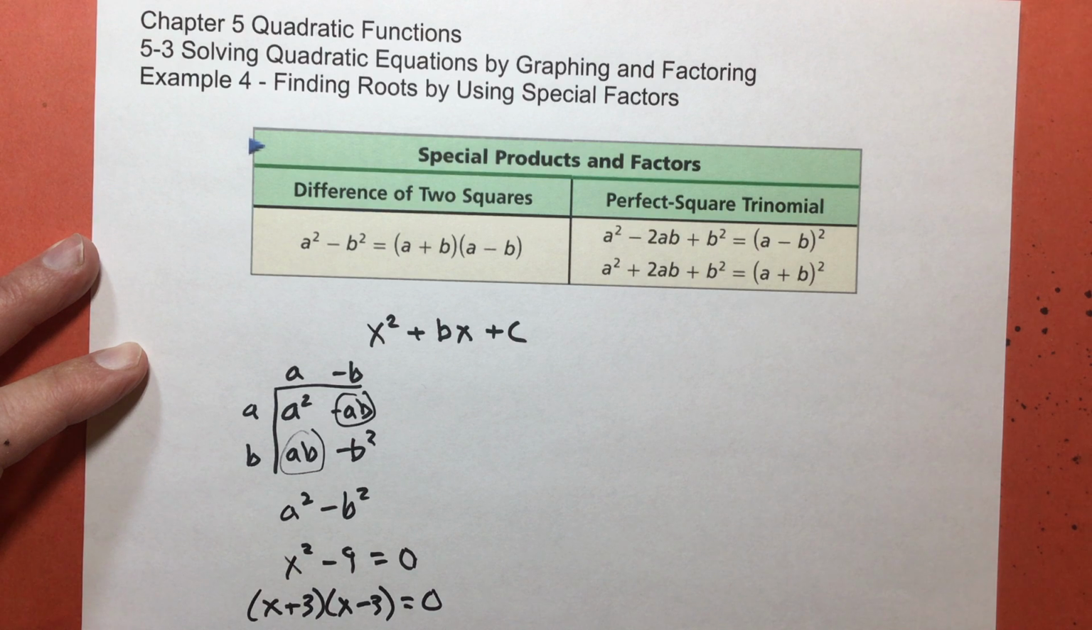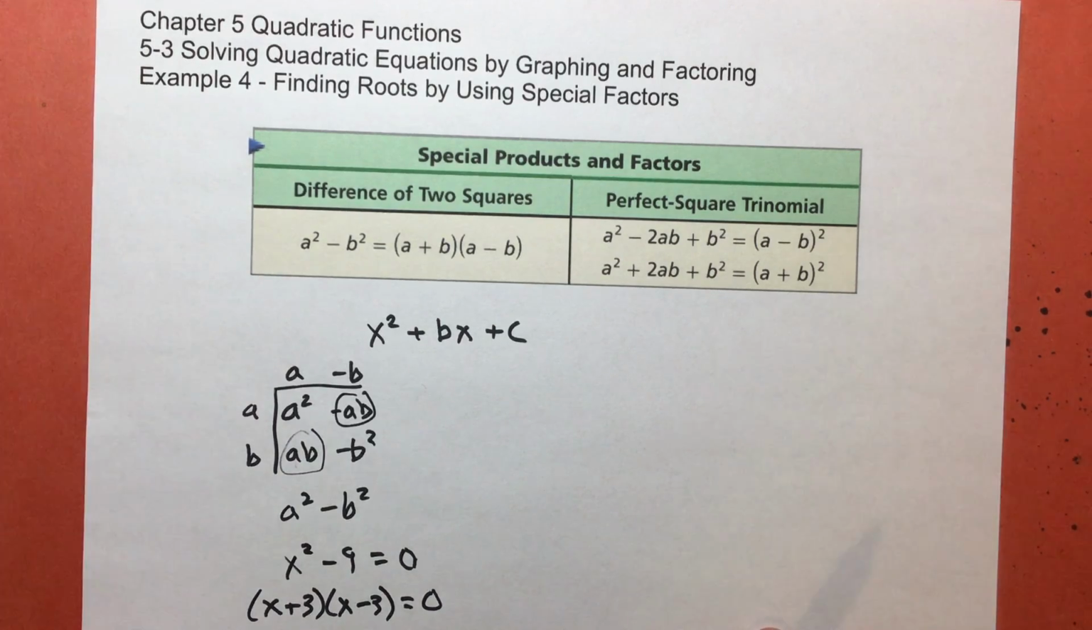You can also look at it this way. What two numbers multiply to give negative 9 and add to give 0? Because that middle term is 0. Well, that'd be 3 and negative 3. All right, we can do that.